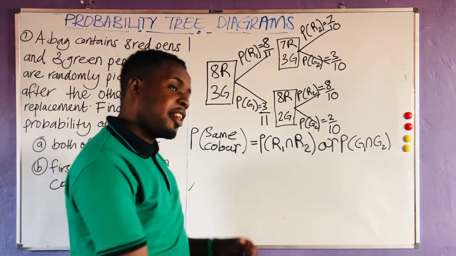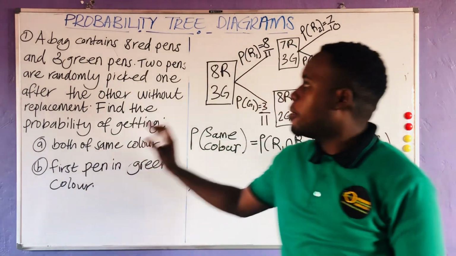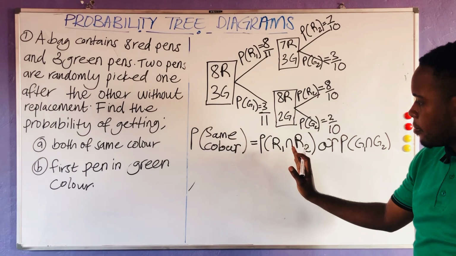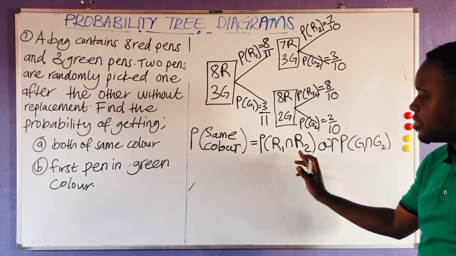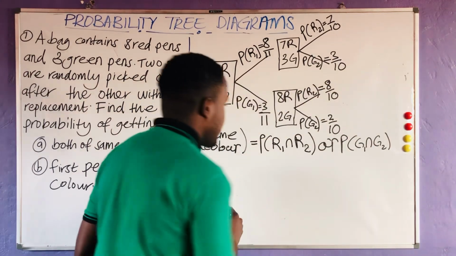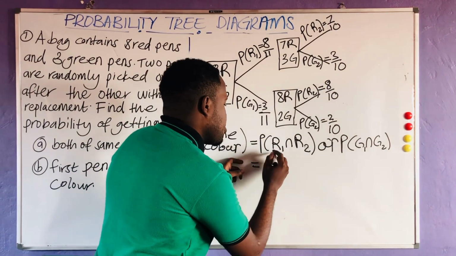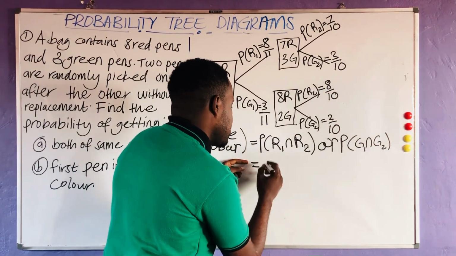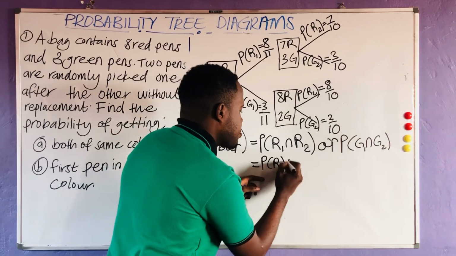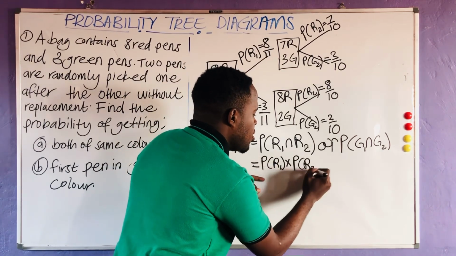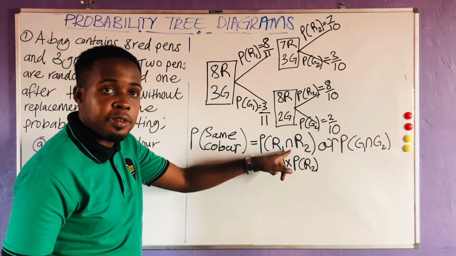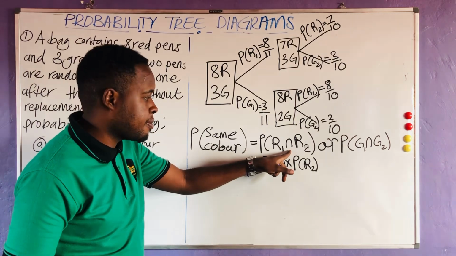Now, picking from a bag, these are independent events. And the probability of the intersection of independent events is always equivalent to their product. So we are going to break it down. We are going to say that the probability of red 1 intersection red 2 is going to be equivalent to the probability of R1 times the probability of R2, that is red for the second time. I'm using multiplication because these events are independent.